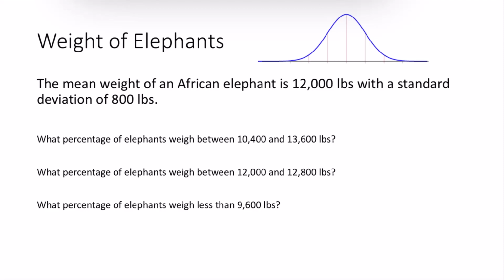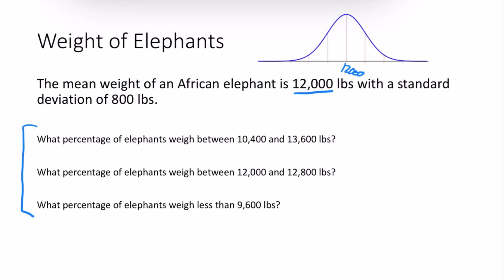So the mean weight of an African elephant is 12,000 pounds with a standard deviation of 800 pounds. And then we're asked to answer these three questions. So let's set up our normal distribution curve with the information that we've been given. So we know that the mean, or the center of the data, is 12,000 pounds. So that's at the center of my data.